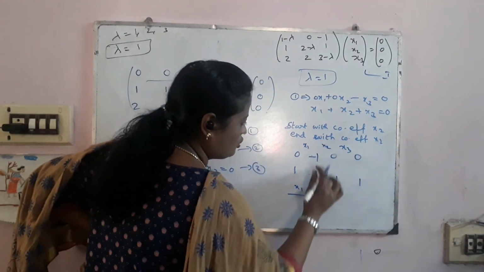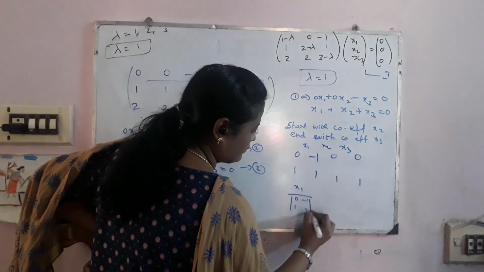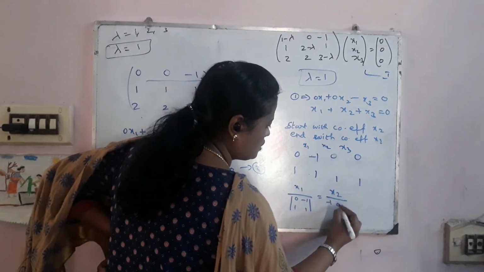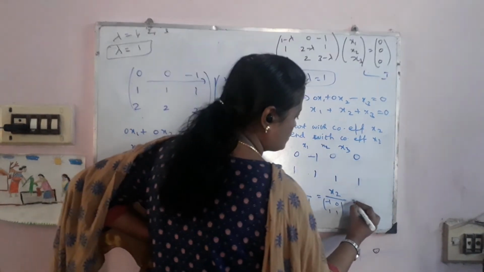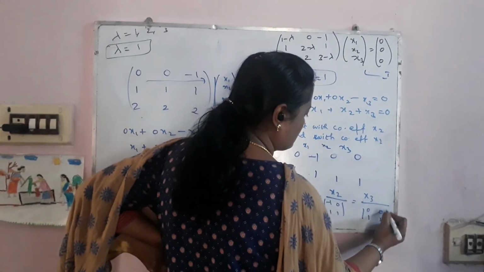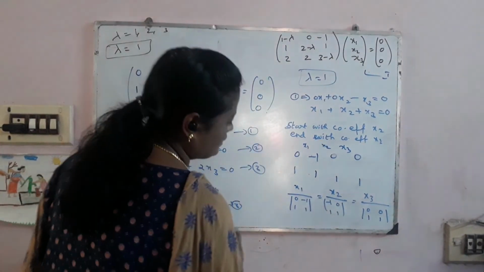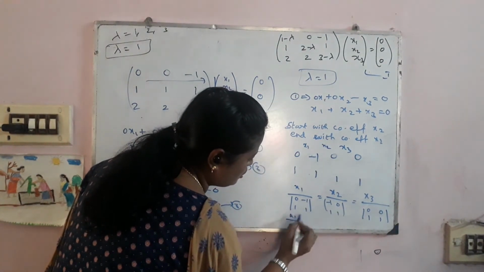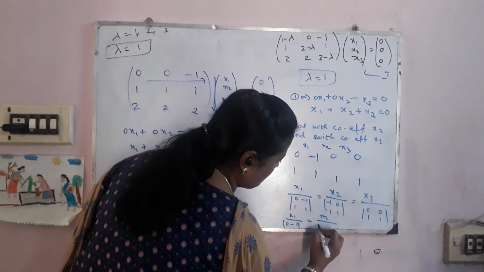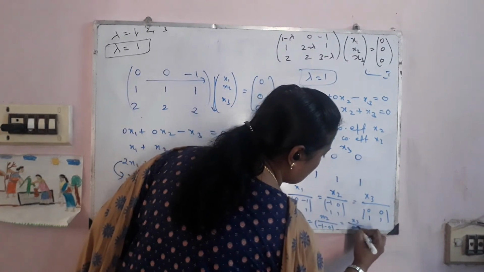So x1 by, you have to write this like a determinant, 0 minus 1 1 1, and x2 is equal to, write like this, minus 1 0 1 1. Then x3 is equal to, write like this, 0 1 0 1. Simplifying this you will get x1 divided by 0 minus 1, x2 divided by minus 1 0, and x3 divided by 0 minus 0.